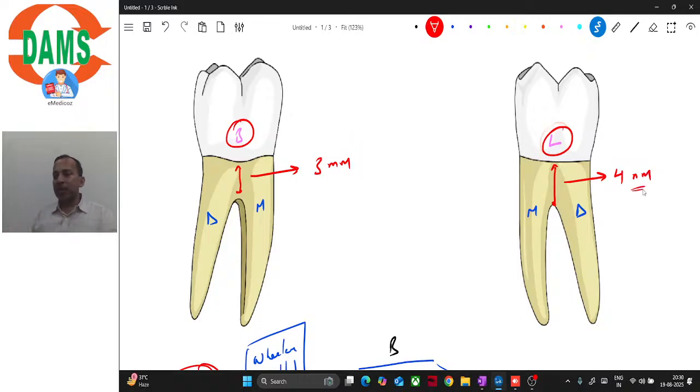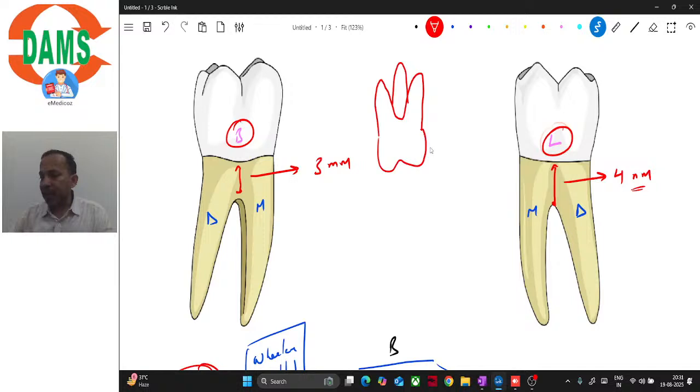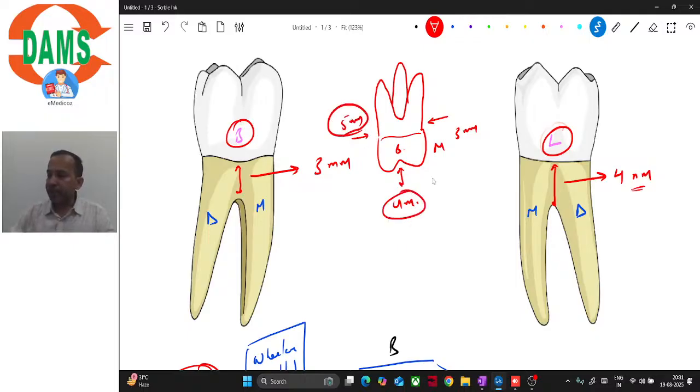Now when you compare this to the bifurcation in the maxillary molars, in case of maxillary molars, we have trifurcation, isn't it? We have trifurcation. So there would be a mesial bifurcation, a distal bifurcation, and a buccal bifurcation. So there are 3 bifurcations. On the mesial side, it is 3 millimeters. On the buccal side, it is 4 millimeters. And on the distal side, it is 5 millimeters, right? So that is for the maxillary first molar.